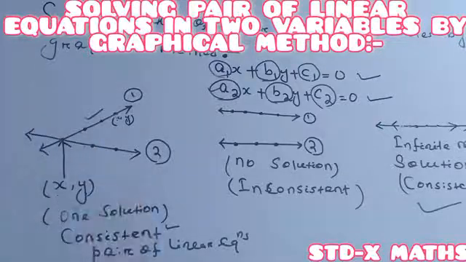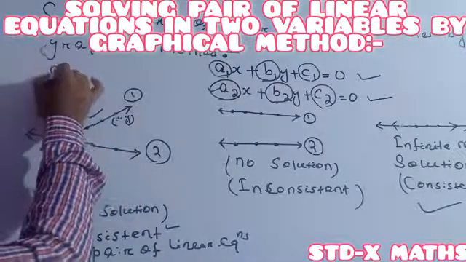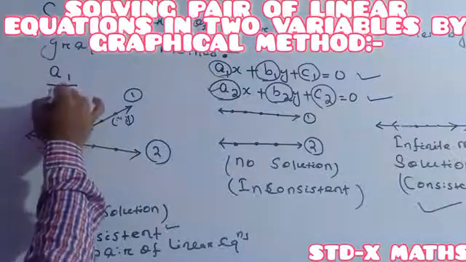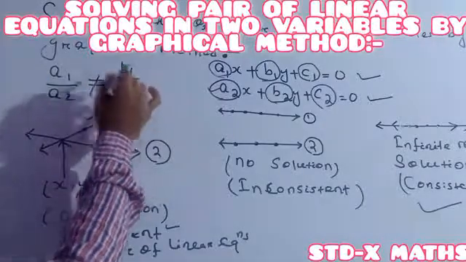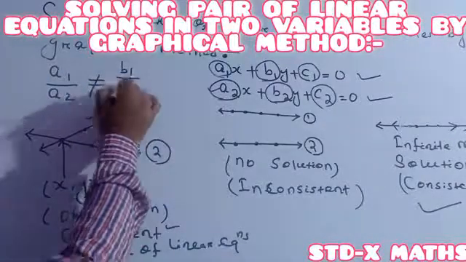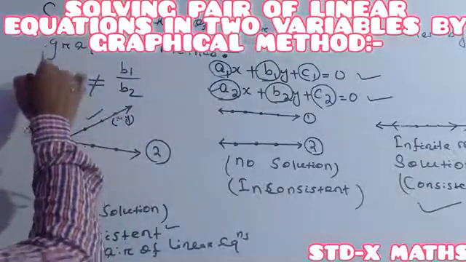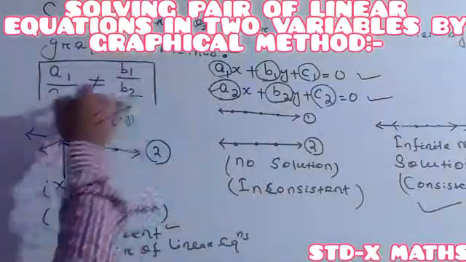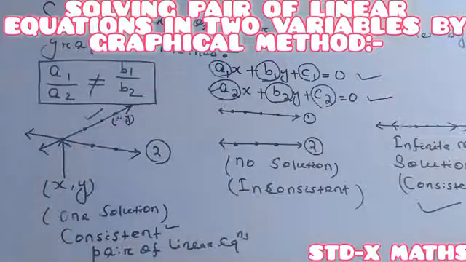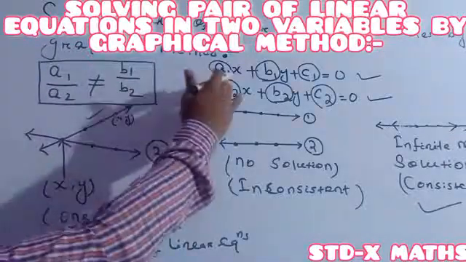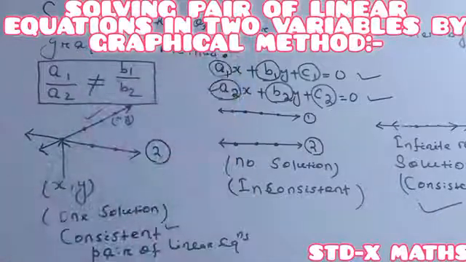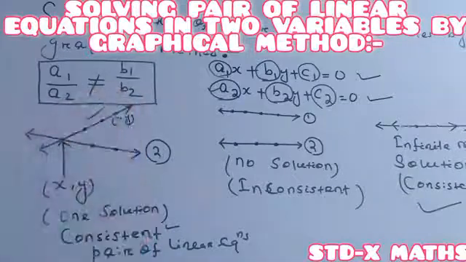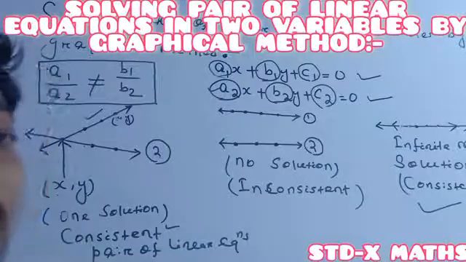In many situations it was seen that to be consistent, that is, having a single solution or intersecting at a single point, finally it was checked that whenever a1 by a2 is not equal to b1 by b2, then by comparing the coefficient ratio, one can say whether the graphical representation will be intersecting or will not be intersecting.